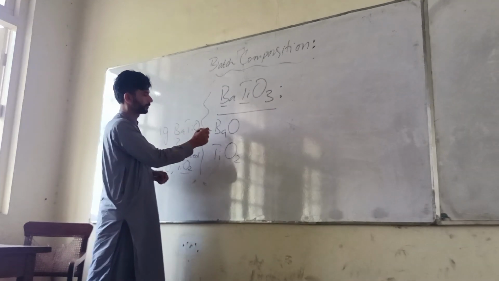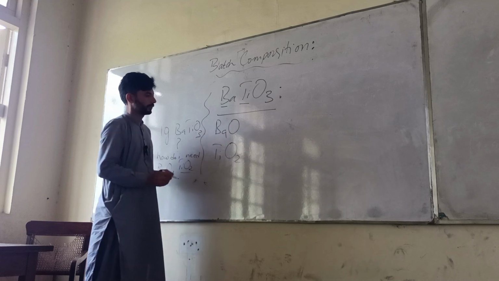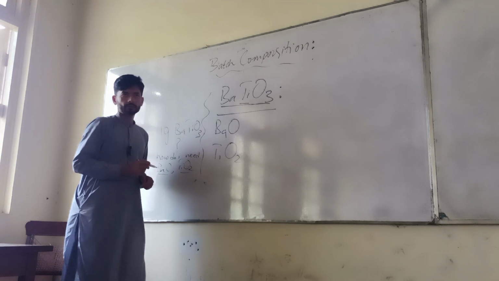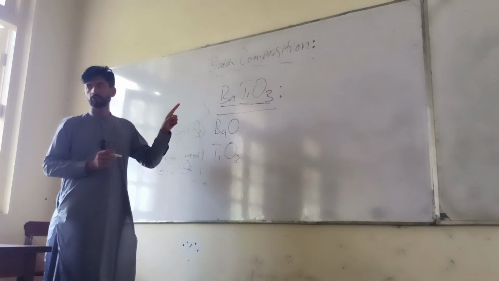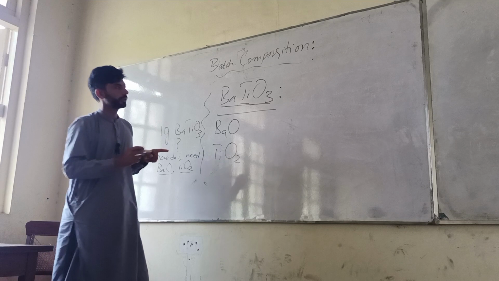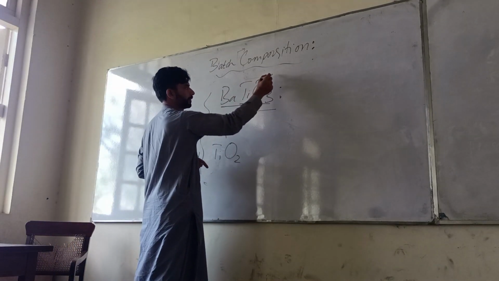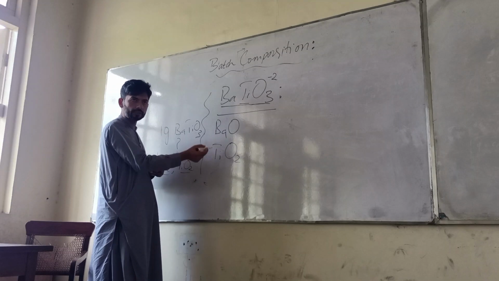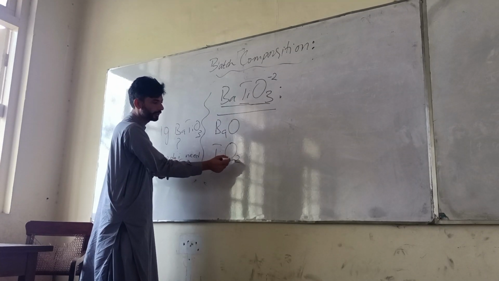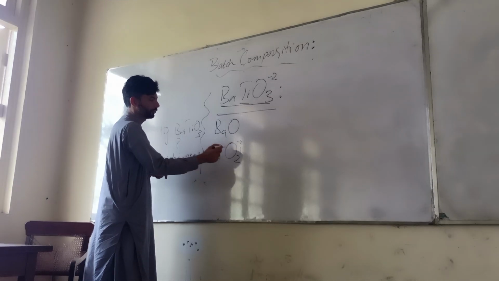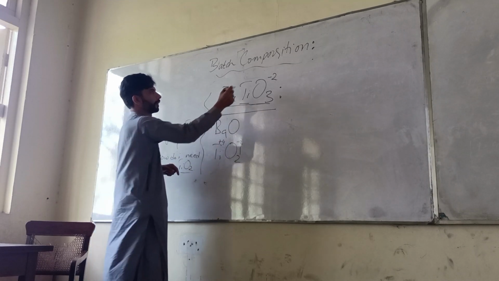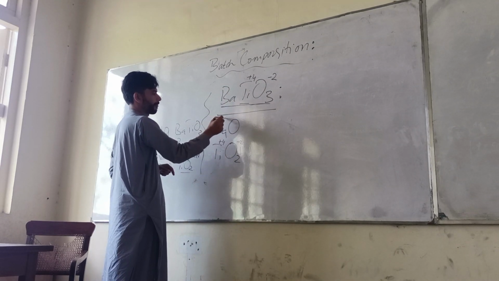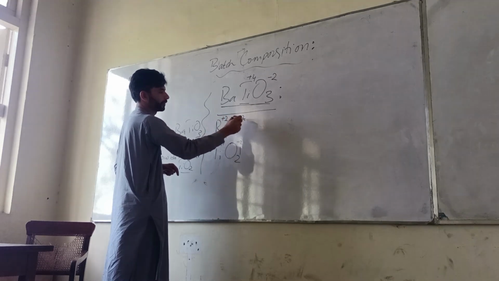So, you know that this is a stable state. How is it stable? What is the charge on this oxygen? -2. If you don't know, you can derive it from here. Because if this is -2, then 2 into 2, this should be +4. And how much should this be? It should be +2 because this is -2.